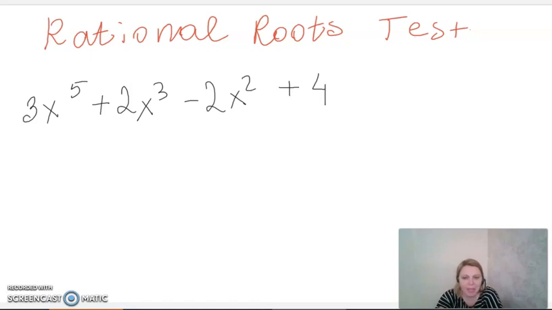Hello everyone. So today I want to talk about the rational roots test. And before we start talking about it, I want to talk about what is the point of the rational roots test? Like, why do we need it?